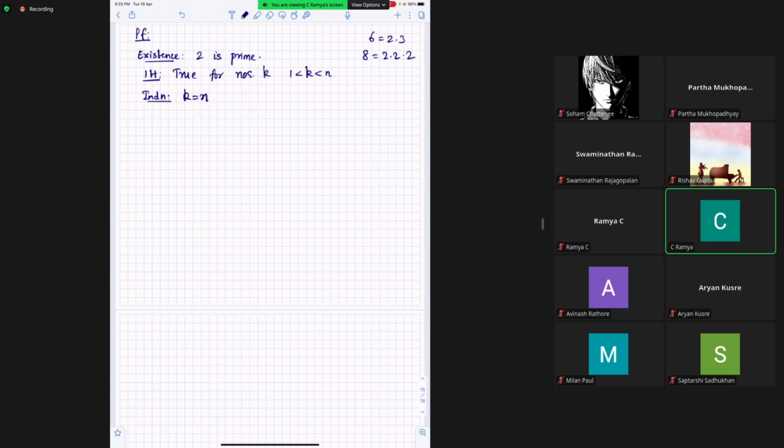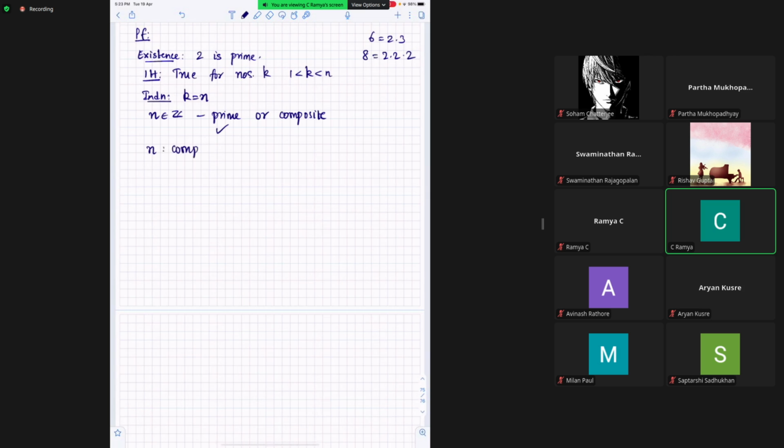So what can we say about n? We know that n is an integer. So it's either prime or composite. So if it's prime, we are done, right? n is a prime number and that's its own factorization, 1 times n. So what if n is composite?